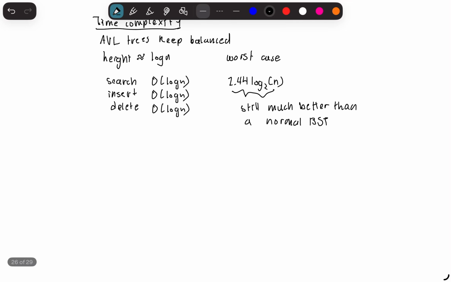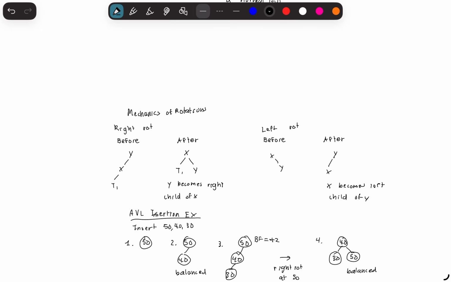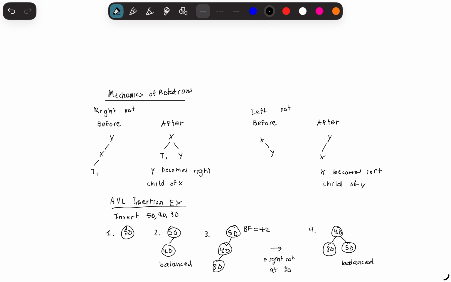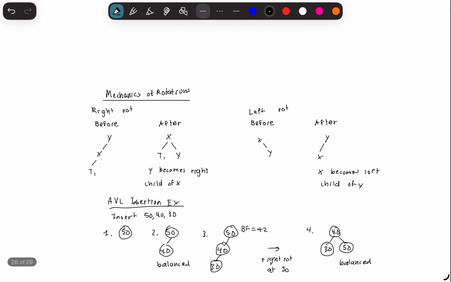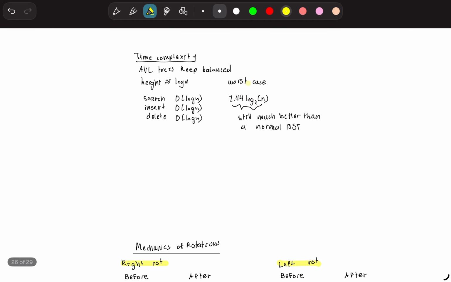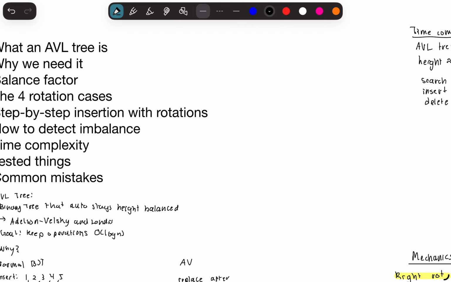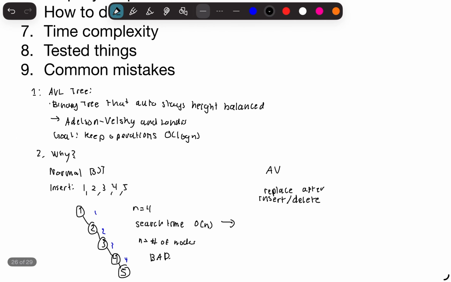Usually what you're going to have to do is identify which rotation case you have. So like here, which rotation case do we have? Which one of these setups do we have? And which one are we going to be required to do? Are we going to have to do a right rotation, or are we going to have to do a left rotation? You're going to have to ask if a tree is AVL valid, which means that it stays height balanced automatically. Also, you have to compare your AVL versus BST time complexity.